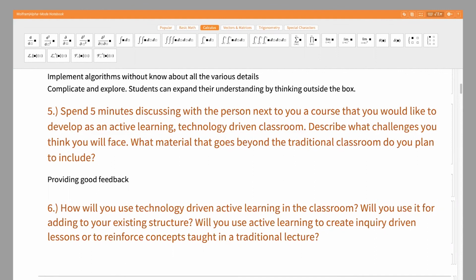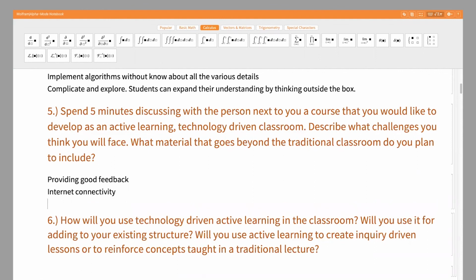Were there any other thoughts on challenges that you may face when you're developing your own classroom? Right, that's another challenge that could be faced. Any further thoughts?